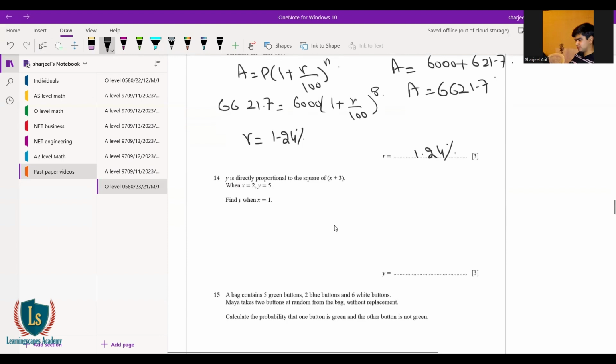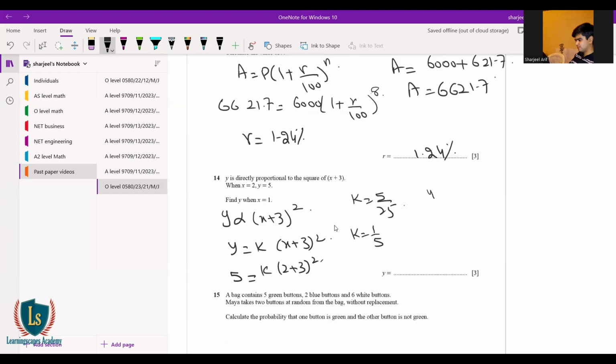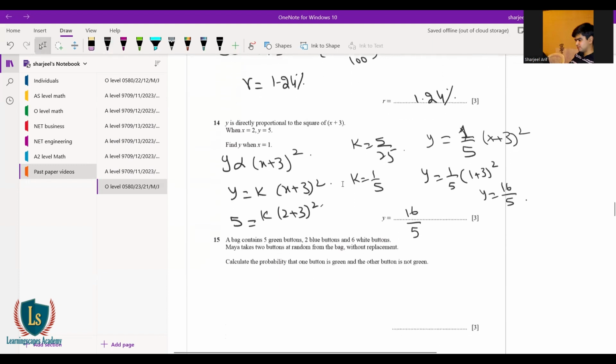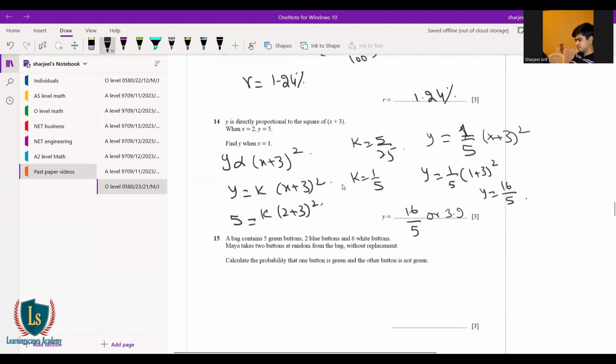Now for question number 14, we have y is directly proportional to the square of x plus 3. So y will be equal to k into x plus 3 whole square. Y is 5 when x is 2. So 5 equals k by 25 and k equal to 1 by 5. So our equation will be y equals 1 by 5 into x plus 3 whole square. So y will be equal to 1 by 5 into 1 plus 3 whole square. And the answer should be 16 by 5. If the answer is in decimal form, this should be 3.2.